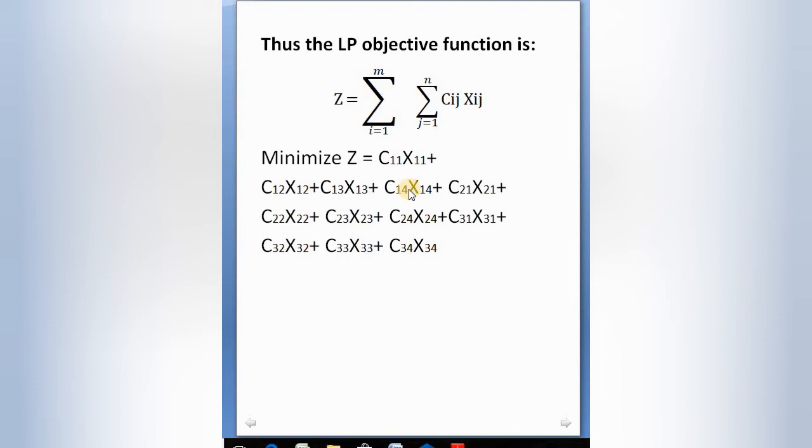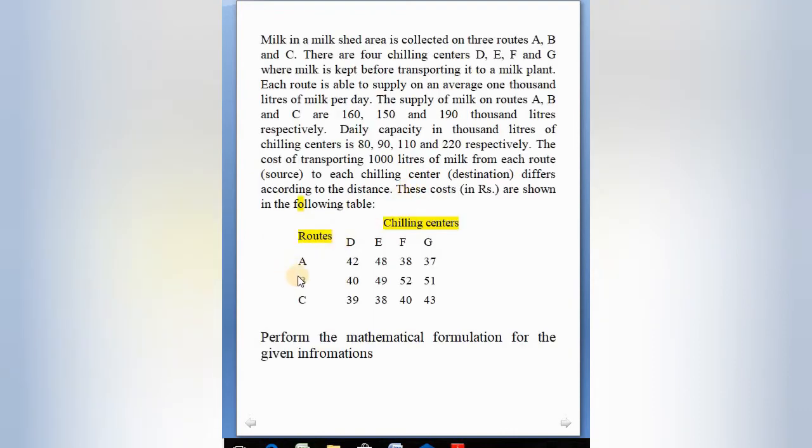Now let us come to the second source. The second source is B, so here the index is 2 in this case. B gives 21, 22, 23, 24. Look at here.